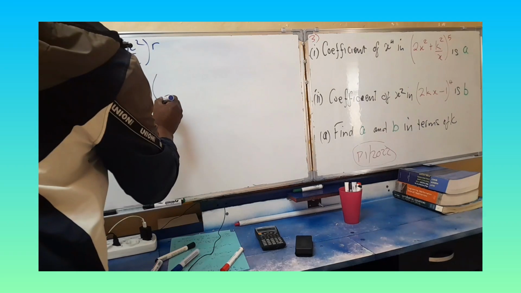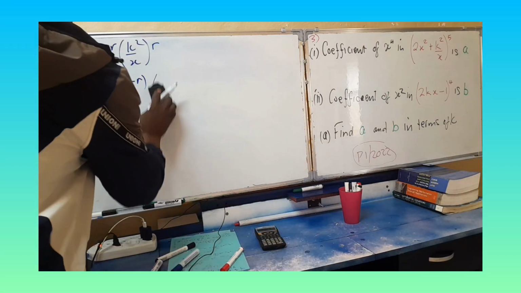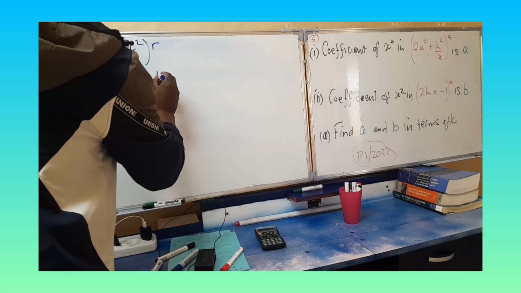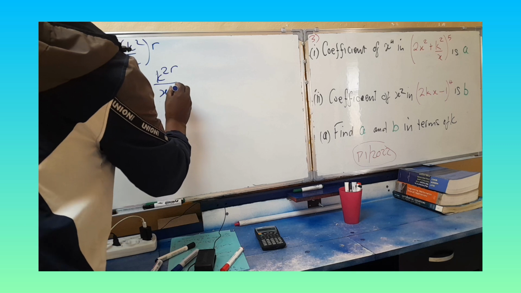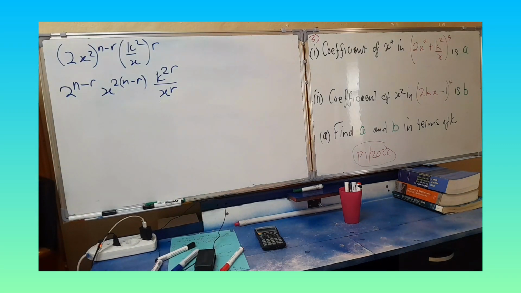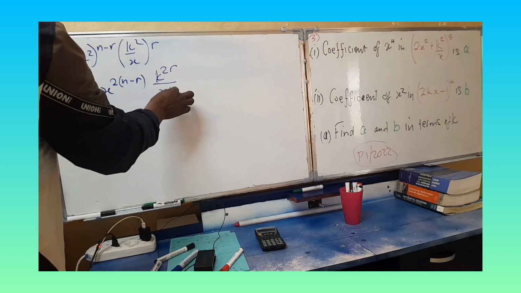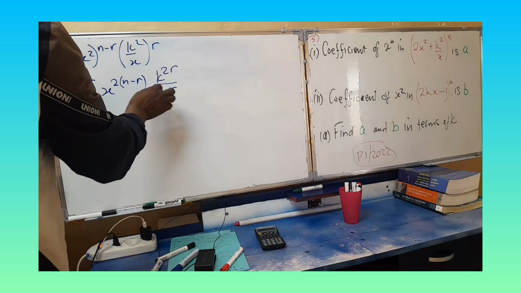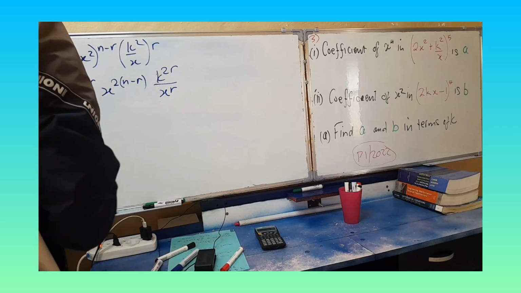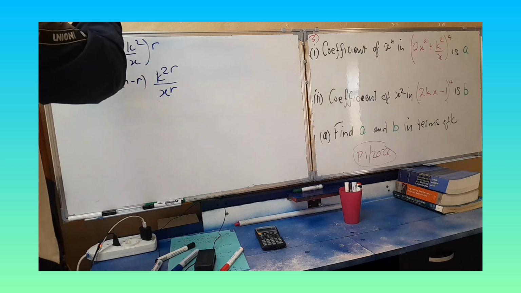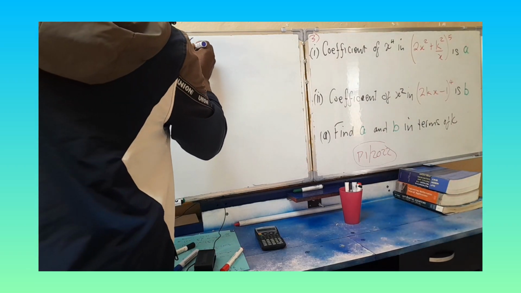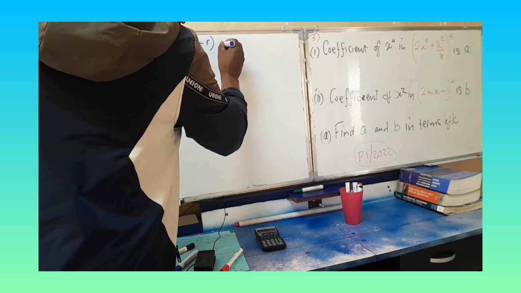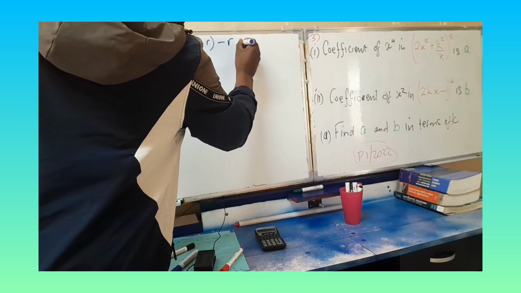Of course, now with this one raised to the power, k raised to the power 2r divided by x raised to the power r. That's what everything is going to look like. But we want this power combined with this power, the 2n minus r combined with this, to equal 4. So in other words, we know that when you divide, the powers are subtracted. So therefore, we can write that 2 brackets n minus r, minus this r should be equal to 4.